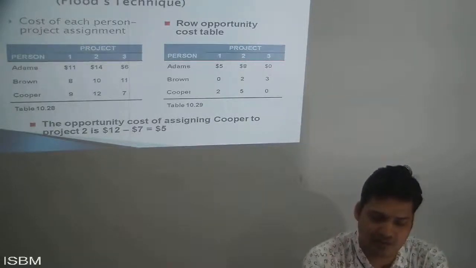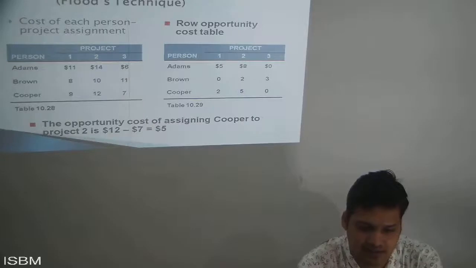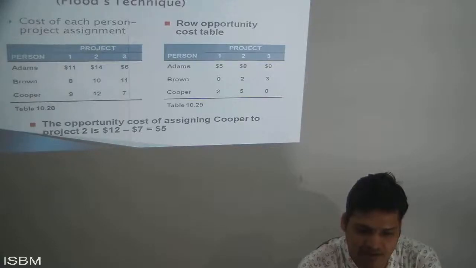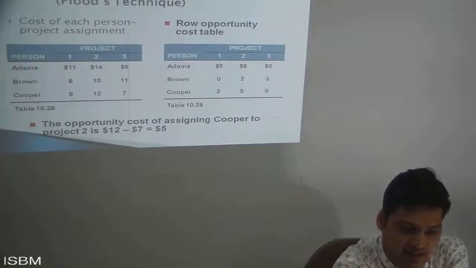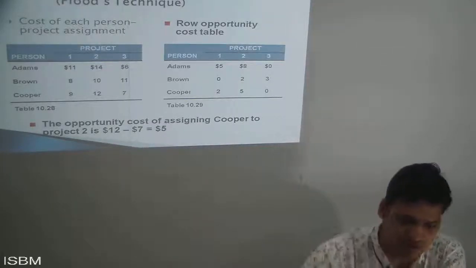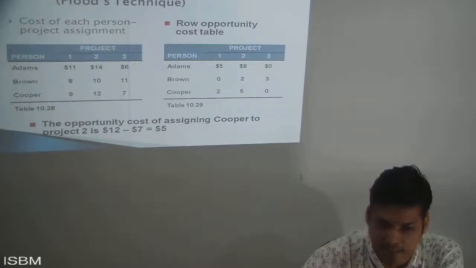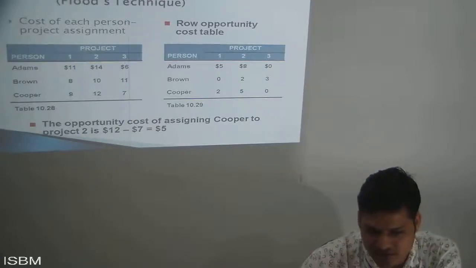Cost of each project assignment, which is shown where the select projects 1, 2, 3 and Adam, Brown and Cooper: 11, 14, 6, and the row opportunity cost table. This is the second one: 5, 10, 0. See what they have done. We can see that this is the column, the first one is the column, first row, column by column. This is the first row.